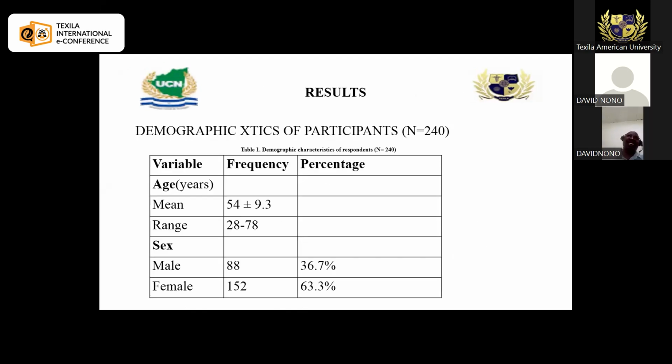Now, this is my result. You realize that most of our patients ranged between 28 and 78, and the majority were 50 plus. So you realize that our complete denture patients are aged. And you see the difference out of 240, male was 88 and the rest female. So you realize females are very sensitive to their aesthetics, beauty, and smile.